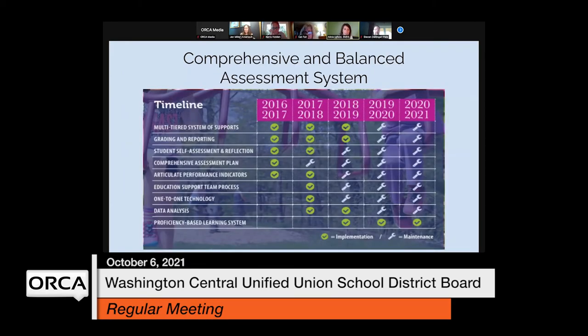And similar to what Kat shared with you a couple slides back, this is kind of the overview of where we thought we would be several years ago. So the green checkboxes show where we were working, and then the little wrenches just showed tuning. We're not quite where we thought we would be, but that's okay.